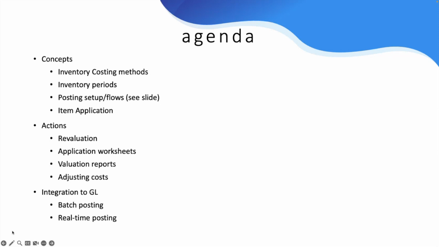Then we'll look at some tasks or actions that you typically would need to know about in Business Central, such as the revaluation of inventory, application worksheets. We'll talk about valuation reports, and we'll talk about the act of adjusting costs. And then finally, we'll touch on the integration to the general ledger, specifically just look at the difference between batch posting and real-time posting of the integration to the general ledger.